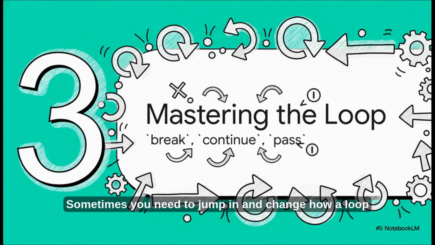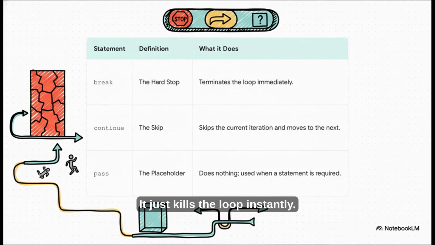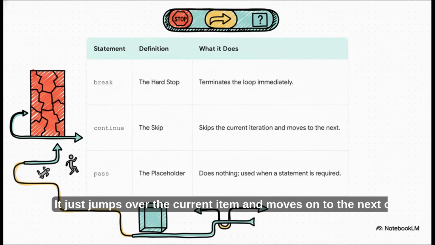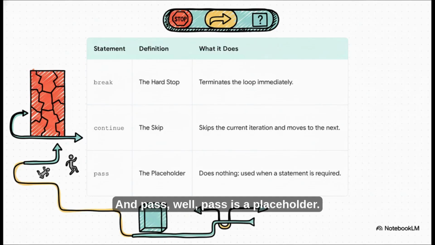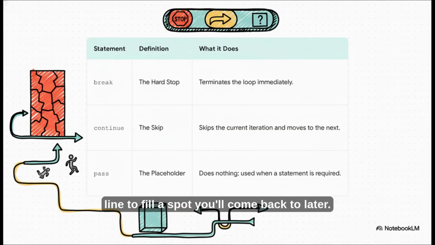So now we can create loops, but what if we need to control them more precisely? Sometimes you need to jump in and change how a loop behaves. Think of these three keywords as your loop's control panel. Break is the big red emergency stop button. It just kills the loop instantly. Continue is the skip button. It just jumps over the current item and moves on to the next one. And pass, well, pass is a placeholder. It literally does nothing, which sounds weird, but it's really useful when you're sketching out code and need a line to fill a spot you'll come back to later.